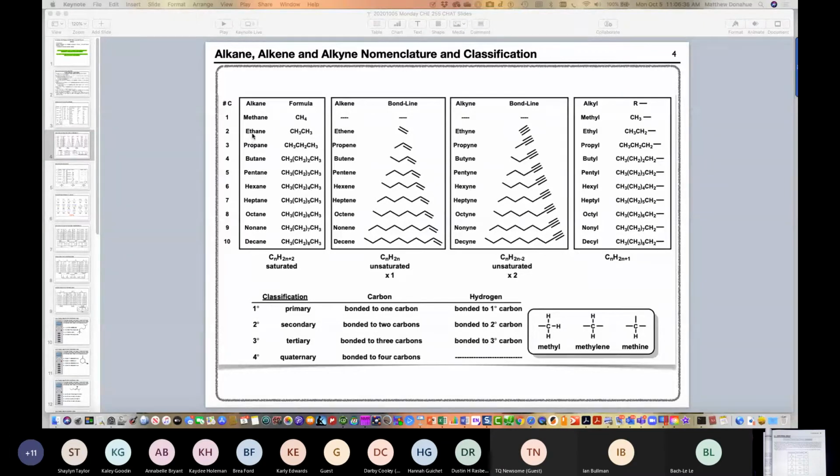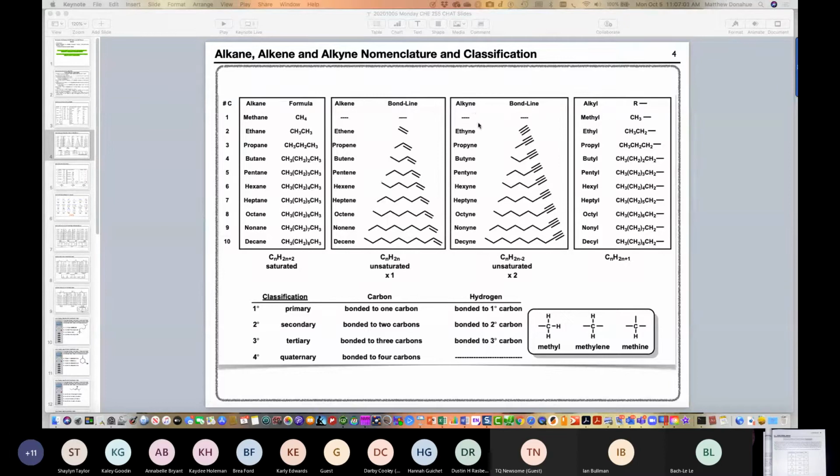So it's basically the name sort of stays the same, but you change the vowel here. And so that's what I mean by the suffix of the name. So this ene tells you that there's an alkene in the molecule. So basically you go down through your 10 hydrocarbons.